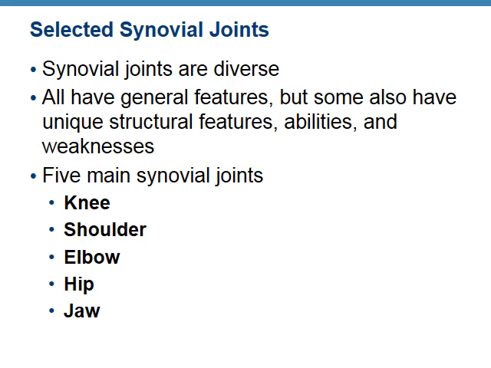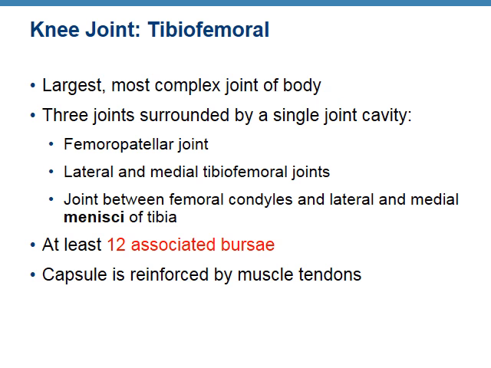So this last section, I just want to go through some of the synovial joints and look at how complex they are. So we're going to look at the knee joint, the shoulder, the elbow, the hip, and the jaw. So the knee joint's the first one that we're going to look at. I love the names of joints because they tell you exactly what they're talking about. This is where the tibia and the femur come together, or the tibiofemoral joint.